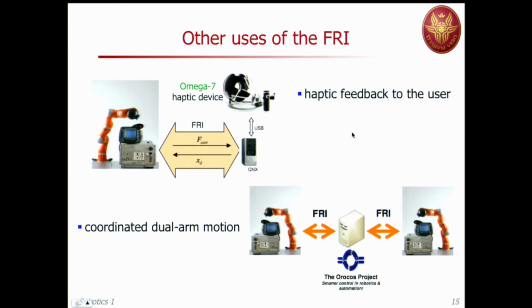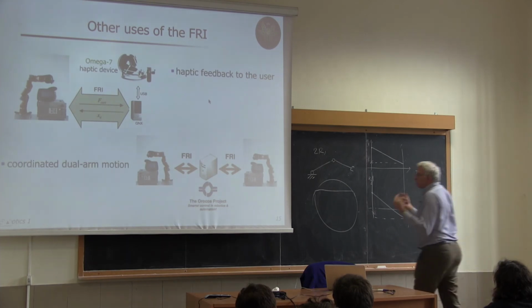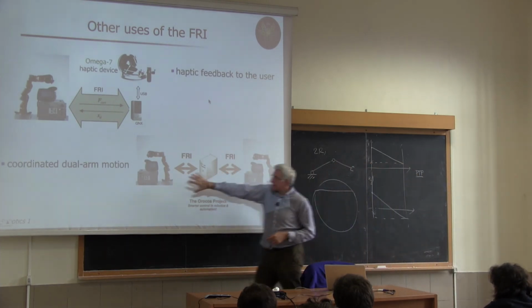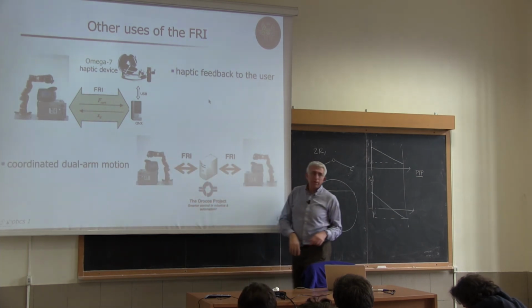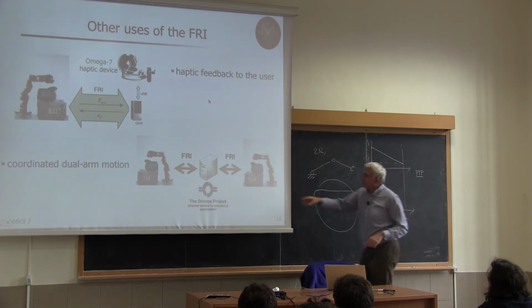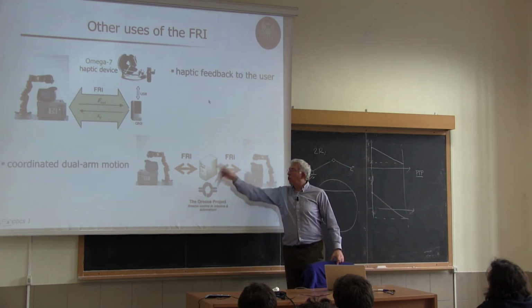Other uses of the FRI, well, these are taken from the literature. There are people that do coordination of dual arms, so they have one robot and another robot, either remotely or being the left and right arm of the same humanoid-like manipulator, mounted on the same torso. And the communication between the two controllers, these are two separate manipulators, is done through the fast research interface. And they both communicate to a unit that coordinates the motion.